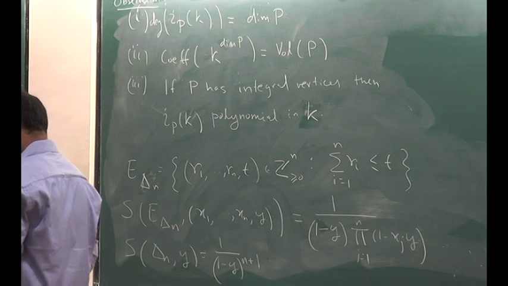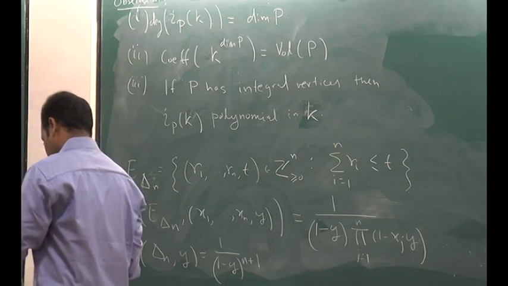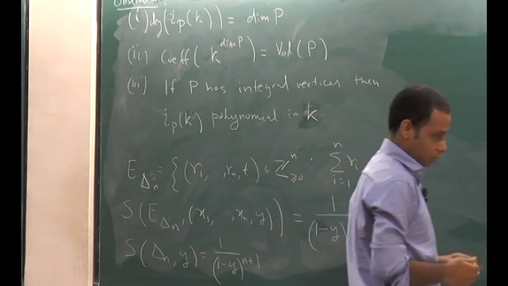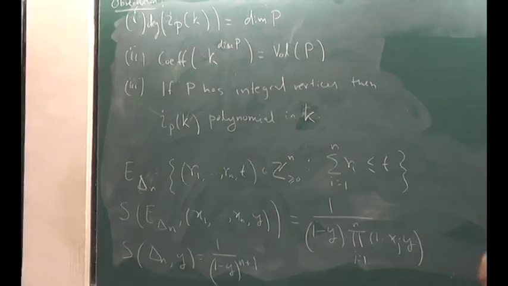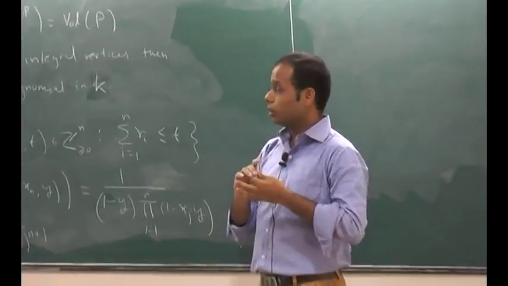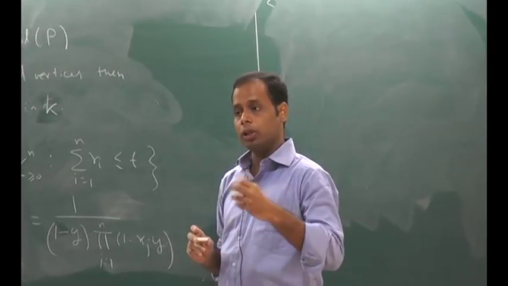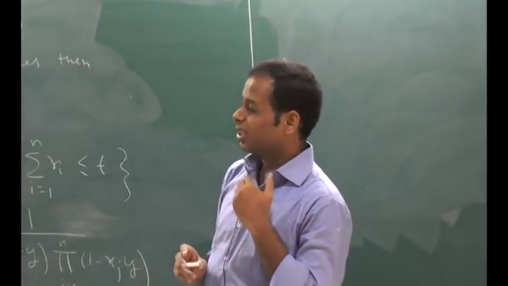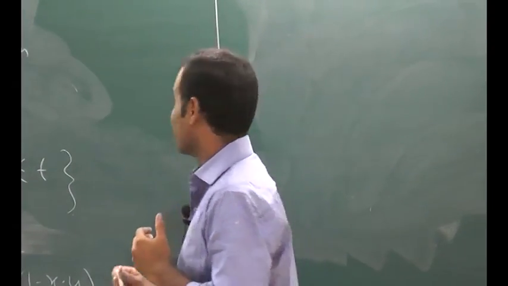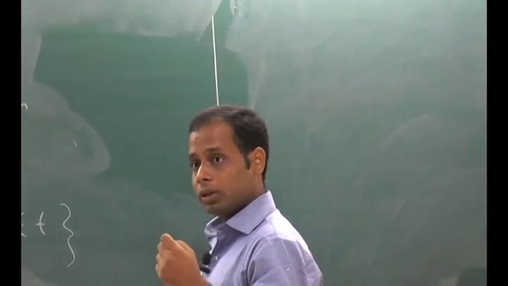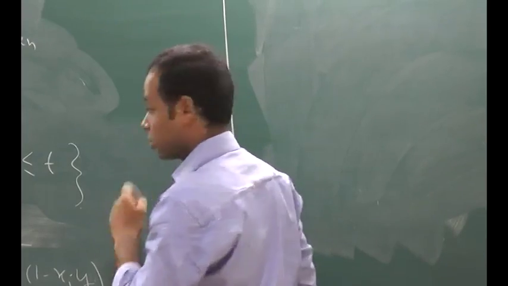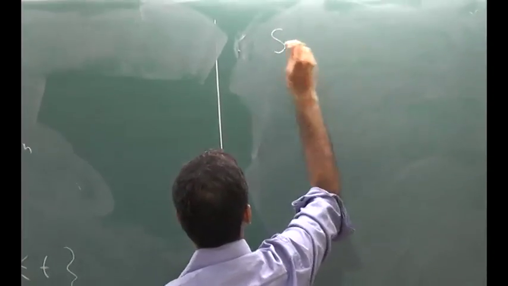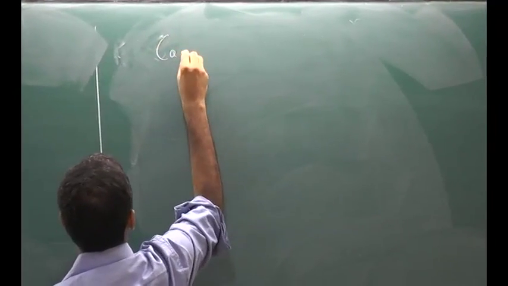Now, actually, I'll tell you how we have to compute this S_P(x, y). So, given a polytope P, first we triangulate it. For each simplex of the triangulation, we calculate S_P(x, y). So I'll say how we calculate S_P(x, y) for a simplex. S_P calculation.